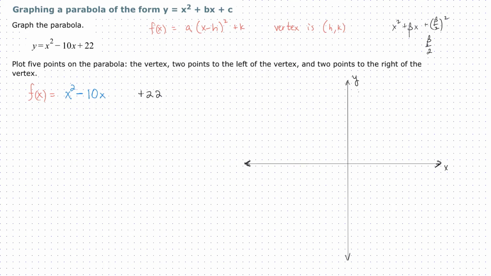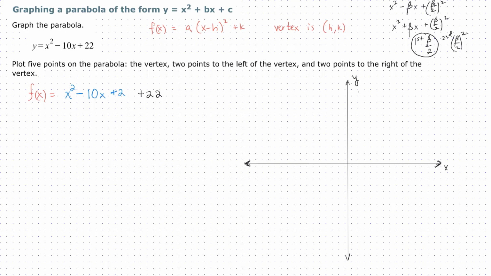I should mention that it doesn't matter if it's plus beta x or minus beta x. It could be minus beta x also, and you would still add beta over 2 quantity squared to complete the square. So the first thing is take beta over 2, and then the second thing is square it. Once again, take 10 divided by 2, you get 5, square it. We're going to go ahead and add 25 here.